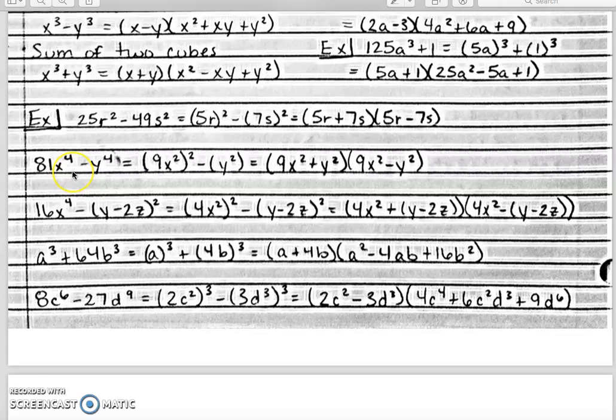Here's another example. I just went ahead and re-represented it. So 81x to the fourth is the same as taking 9x squared all squared. y to the fourth is the same as taking y squared, squared. Oh, there should be a square out here. And that's equal to, again, a difference of squares. So when it factors, it is the square root of my first term plus the square root of my second term, times the square root of my first term minus the square root of my second term.